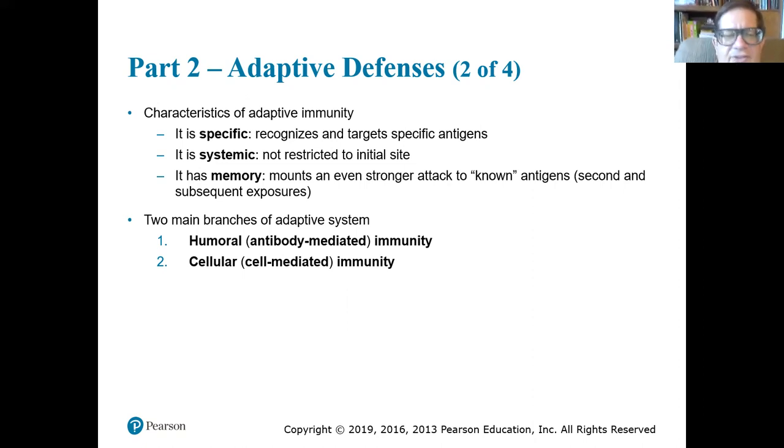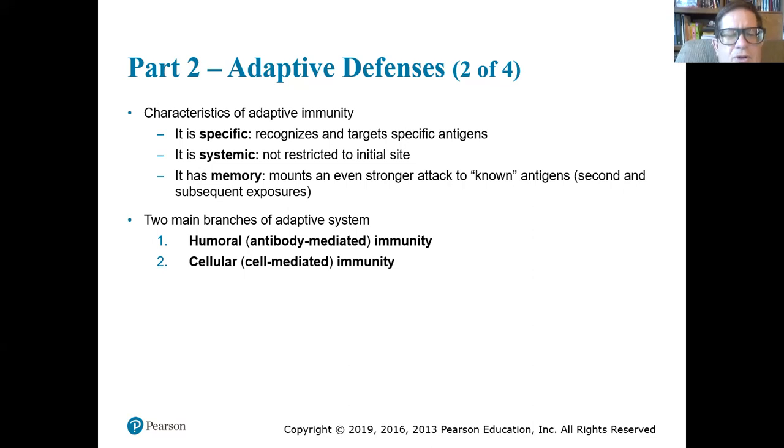And it gets faster every time you expose it to the pathogen. The first time, it takes a while to learn how to fight. The second time, it comes on much faster, and third and fourth. That's why we have booster shots, to make sure that you're ready to go, and that the memory cells are doing their job.